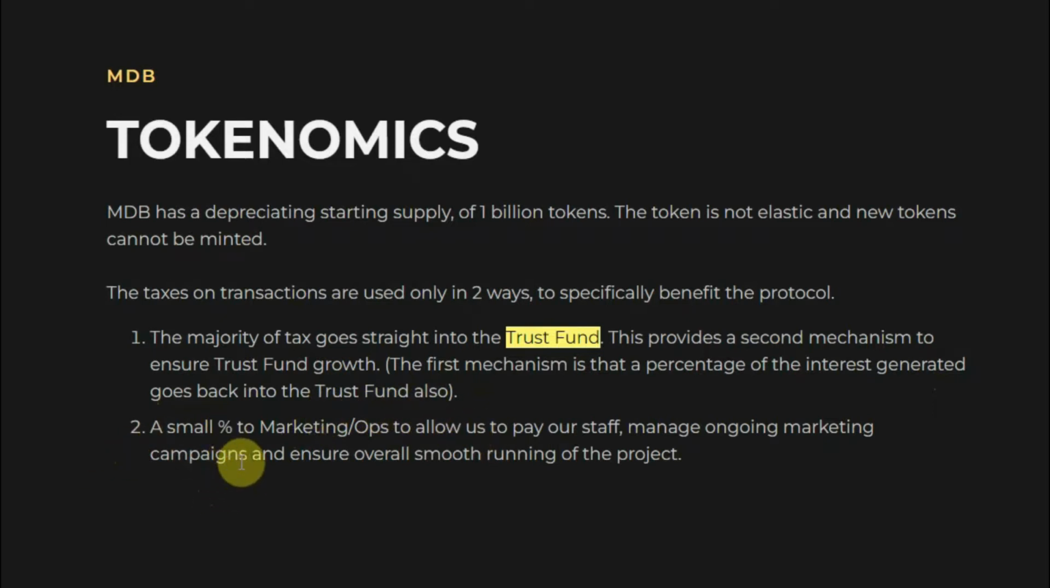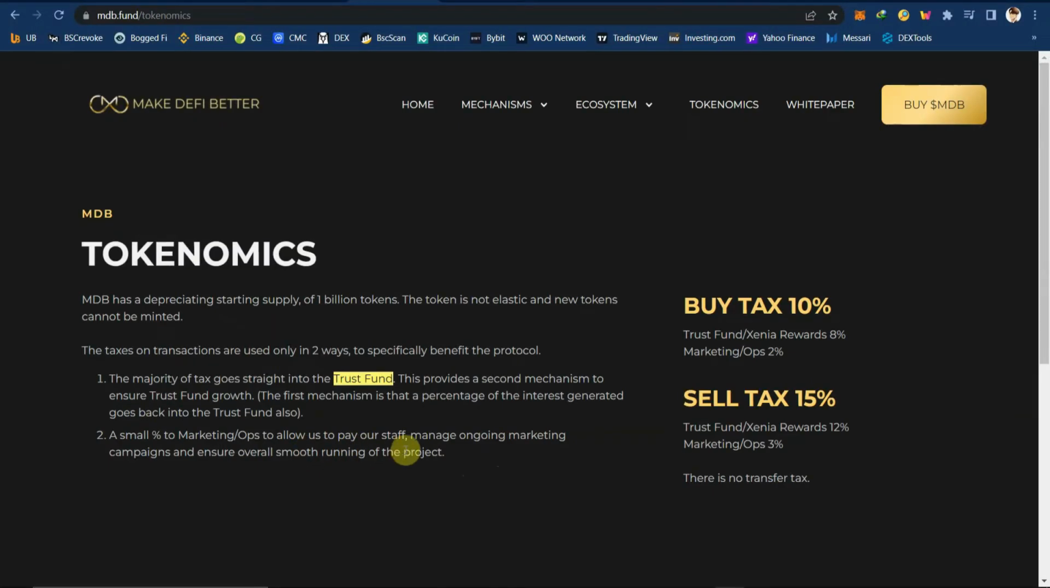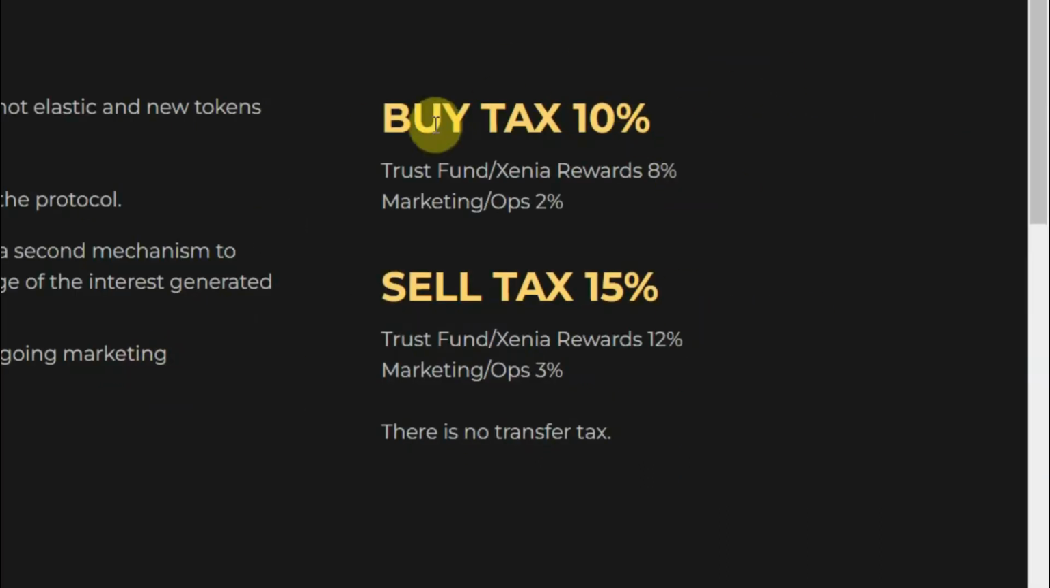Number two, a small percentage goes to marketing/ops to allow us to pay our staff, manage ongoing marketing campaigns, and ensure overall smooth running of the project. Of course, we cannot have the staff not being paid, or else we will not have this project moving forward. The buy tax is 10% and the sell tax is 15%. Below is the breakdown of the said taxes.